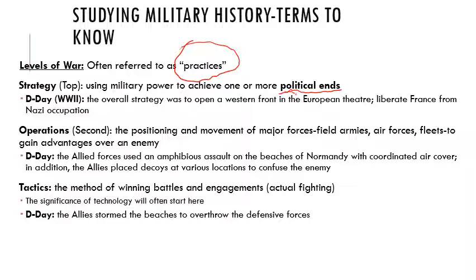And then finally, at the bottom, you have tactics. Gaining tactical advantages is the method of actually winning the battles and the engagements. It's the actual fighting that you engage upon and what is done in that fighting to try to achieve your strategic objectives during those operations. So the significance of technology will often start here. When we talk about technological advances in war, it will generally fall into the tactical level. In D-Day, you had storming the beaches to overthrow the defensive force. Just an all-out assault was the tactic that they used, which ended up being successful.